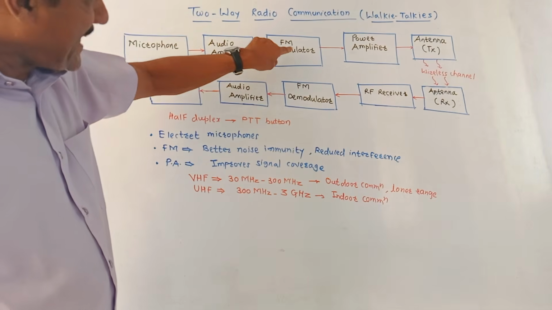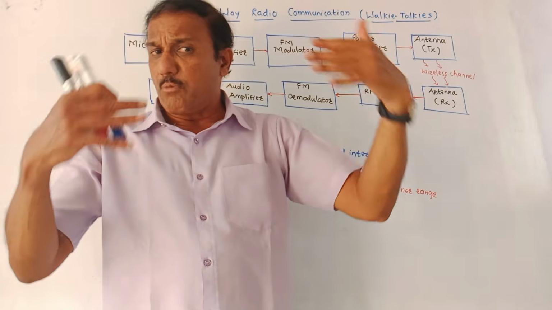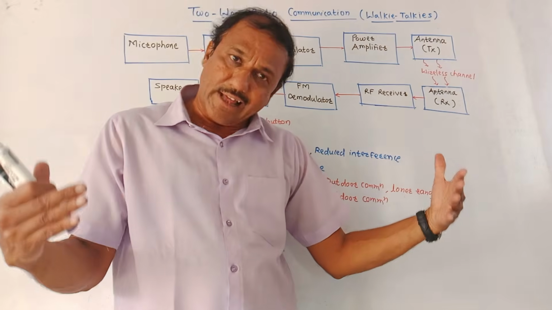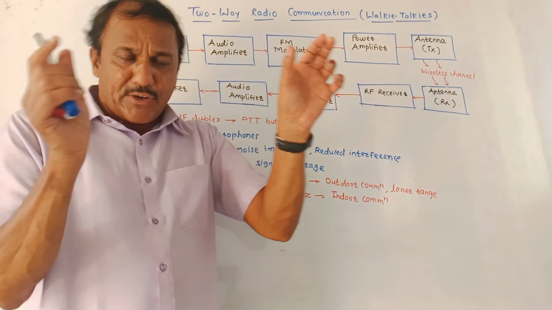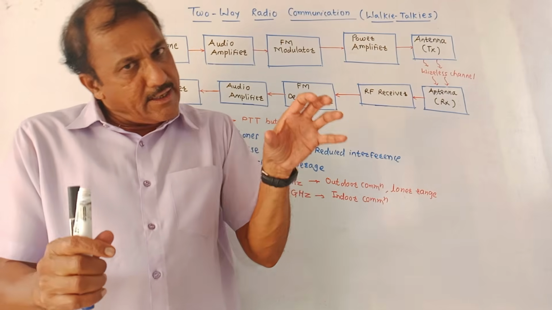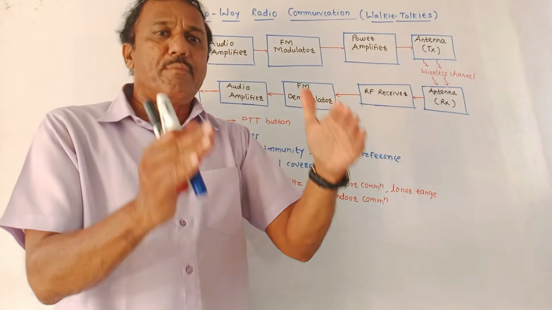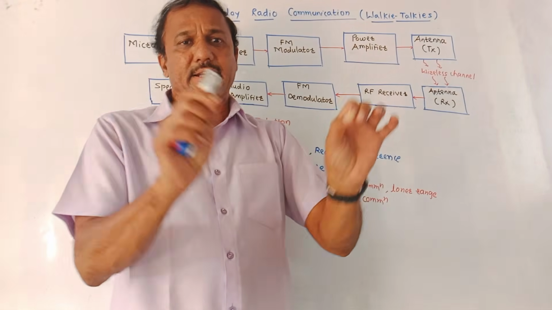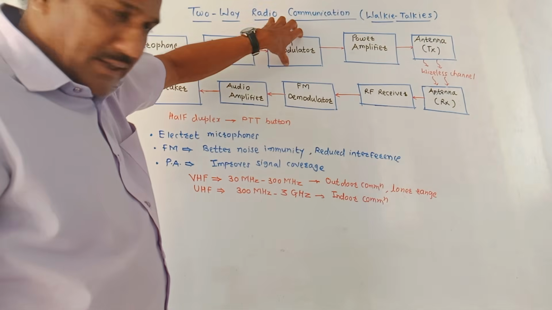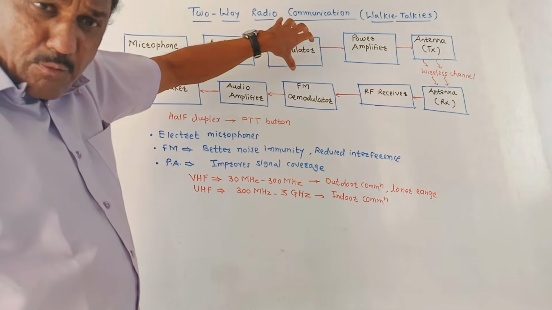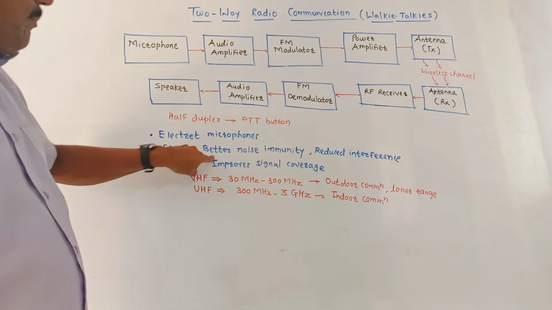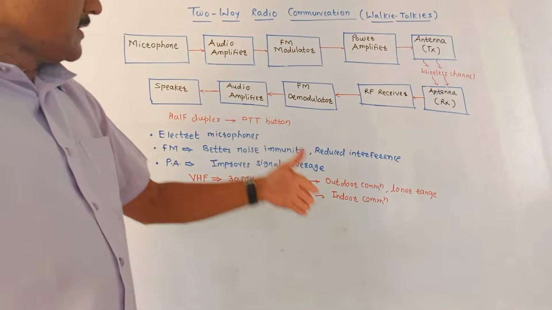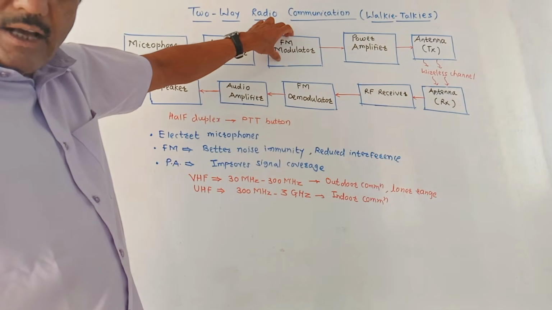Then next block is FM modulator. This is frequency modulation. In earlier sessions we have studied what is modulation and all that. So in this case, since it is a frequency modulation, according to the incoming message, the frequency of the carrier gets changed while the amplitude of the carrier remains same. So the data is frequency modulated. The frequency modulation is preferred because it gives better noise immunity and reduced interference, as well as it produces a clear signal. So FM modulation is preferred.